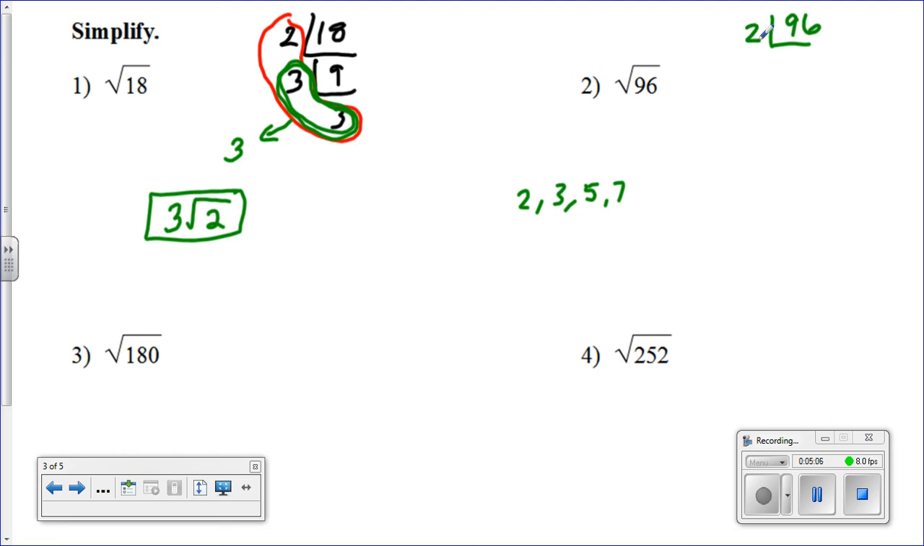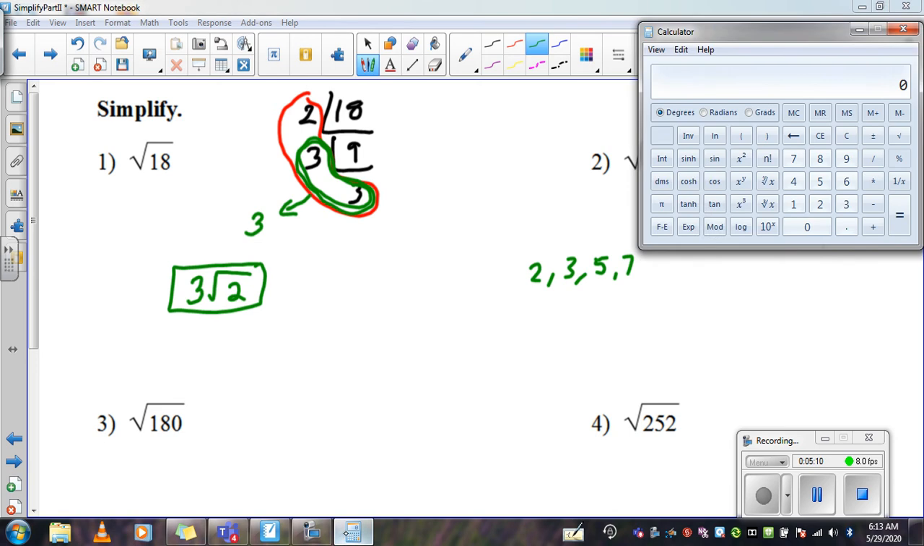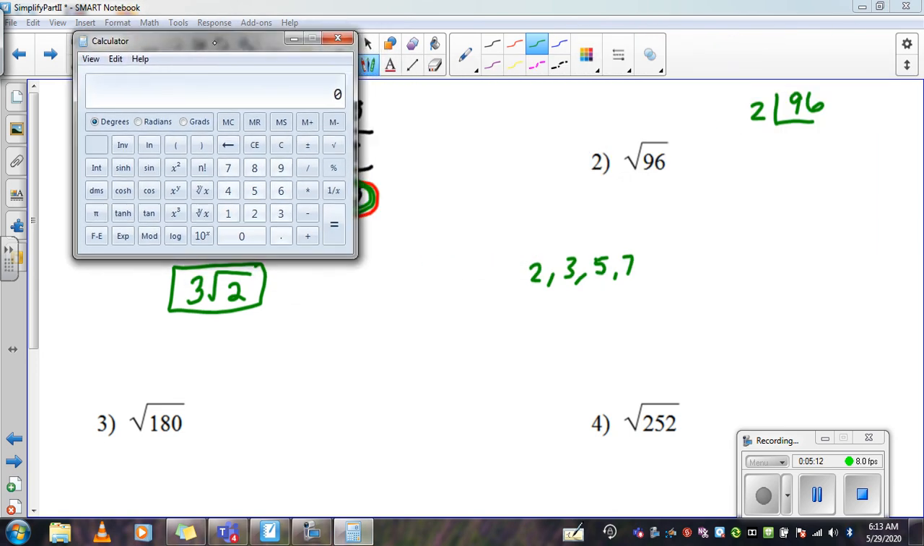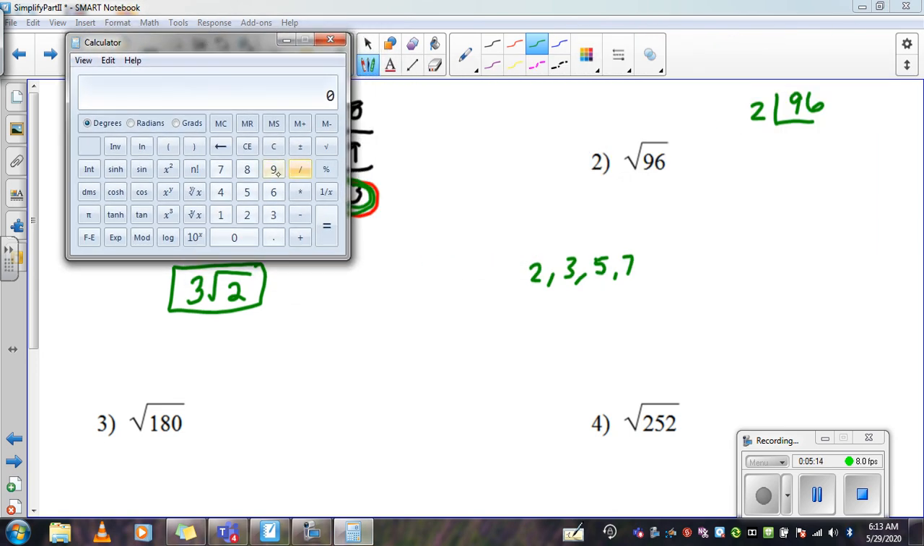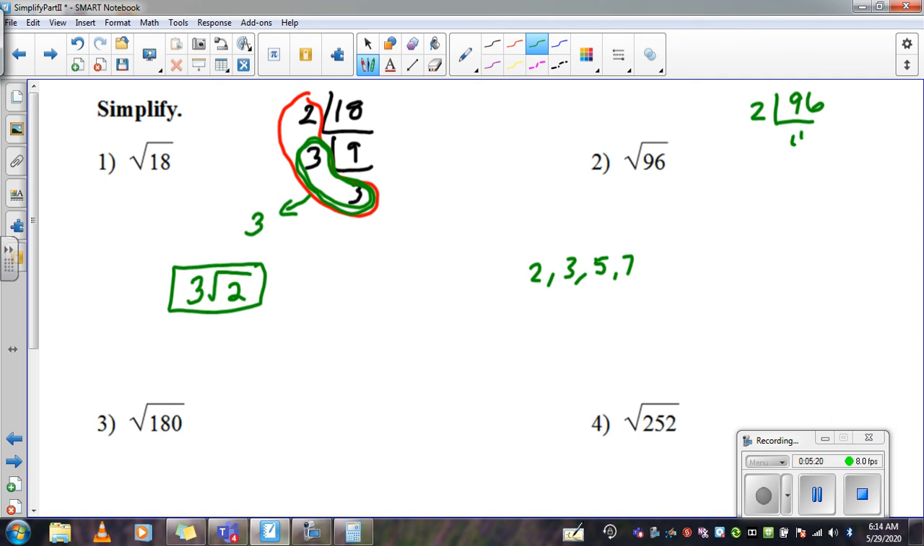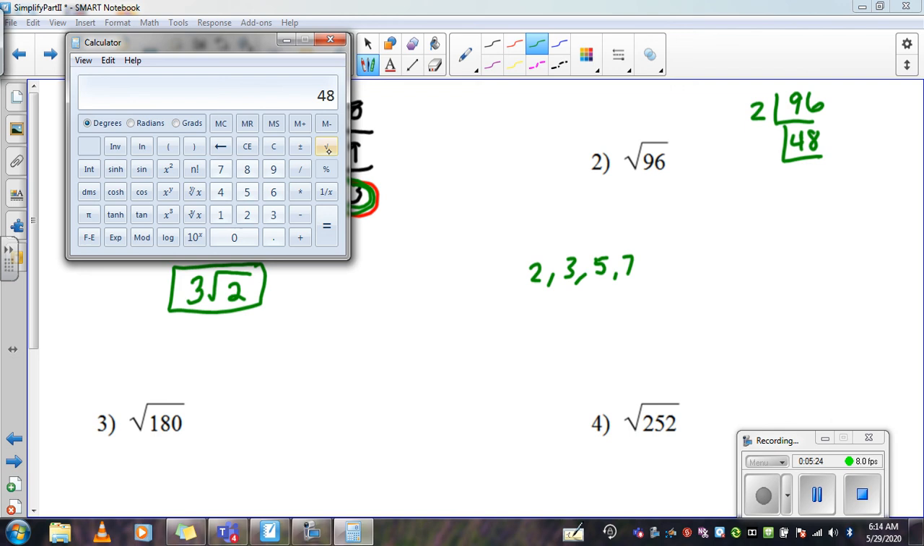Okay, 2 goes in there. Now, you don't have to, but you may want to have a calculator handy to help you. So I could do 96 divided by 2, and that's 48, which is also even. So we can do this again. Divide by 2, and that gives me 24.